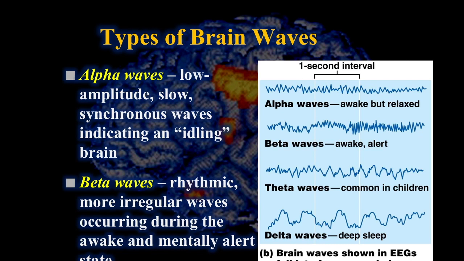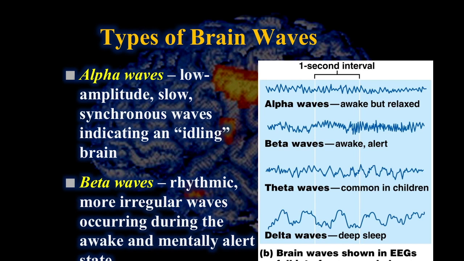So alpha waves are low amplitude. You are awake, but relaxed. So it's an idling brain. Hopefully, you guys don't have too many alpha waves going on right now. You may, but hopefully not too many. But it's just kind of sitting there, you're relaxed, you're just chilling.